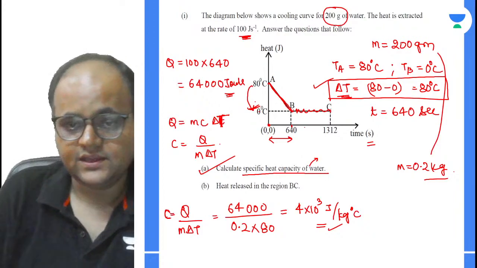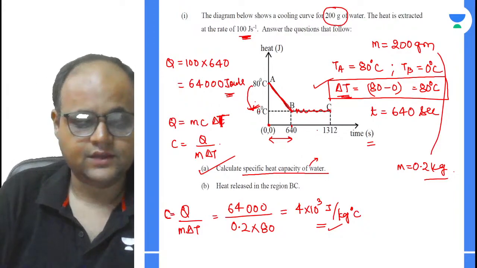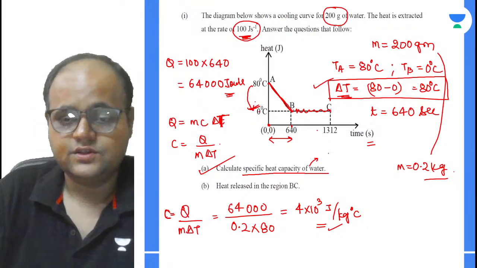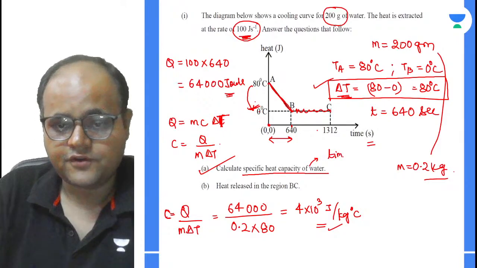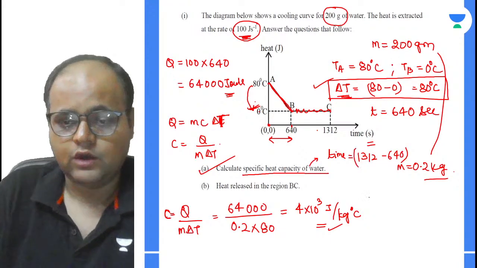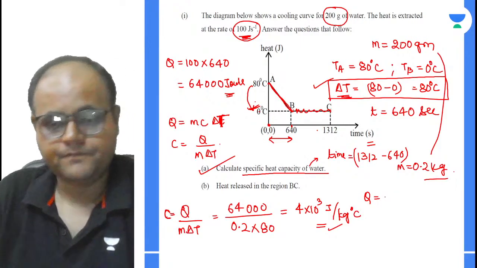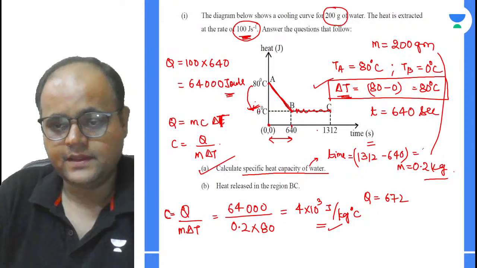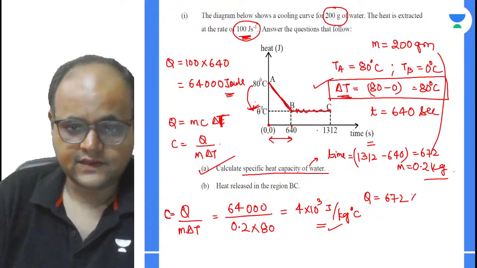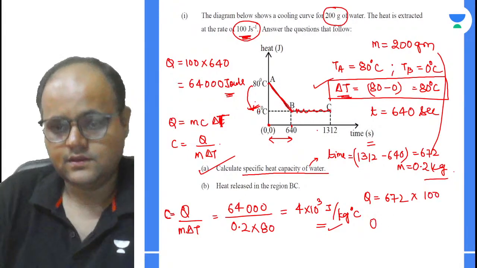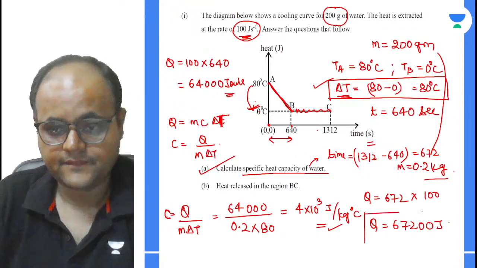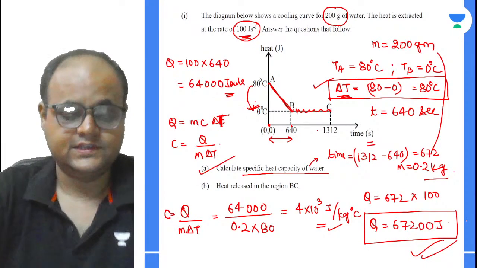ठीक है, तो अभी जरा देखो what is the difference in the time. यहाँ देखो क्वेश्चन में it was given per second 100 joule of heat will be released. So what is the time here? From B to C time is 1312 minus 640. This will be 672. इसको solve करोगे you will be getting 672. It's 672 into 100. So Q will be 67200 joules. Right? Yes, the logic is clear.